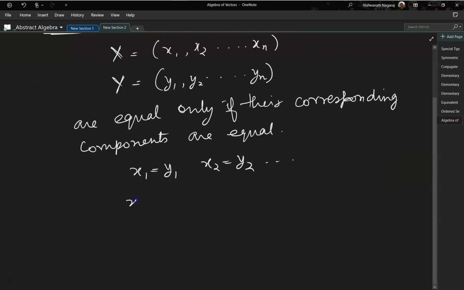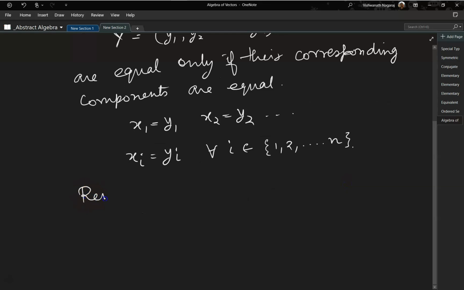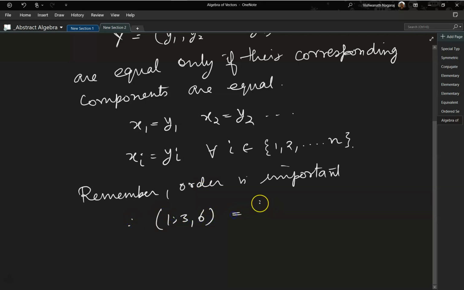or in general xi is equal to yi for all i belonging to 1, 2, and so on up to n. Now here remember, order is important. So therefore (1, 3, 6) is equal to (1, 3, 6), but (1, 3, 6) is not equal to (6, 3, 1).